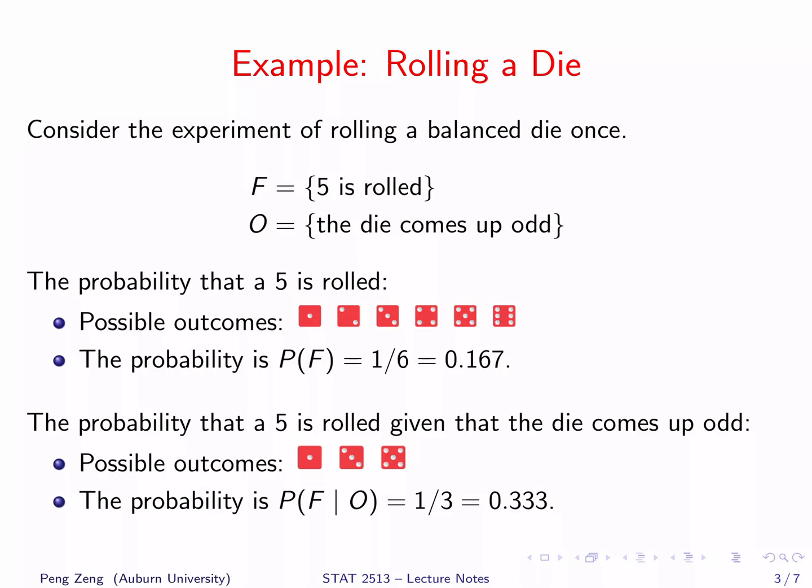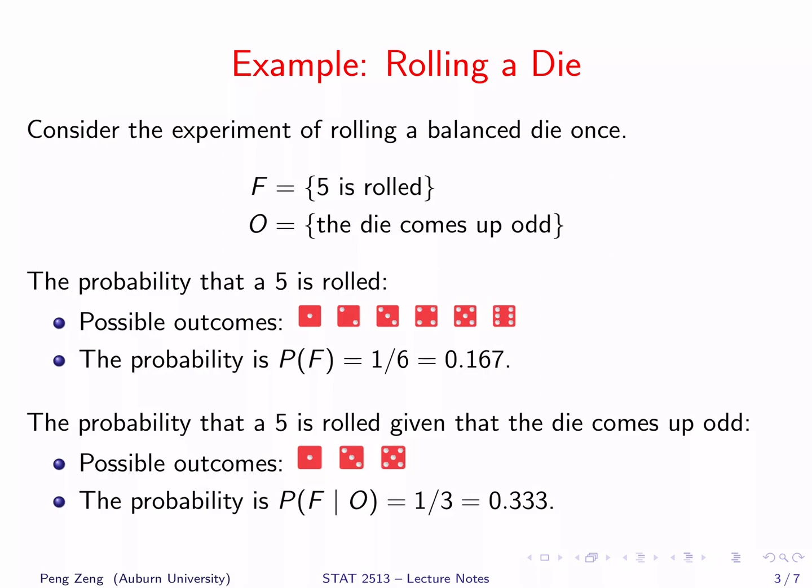Because event O occurs, not all possible outcomes in the original sample space are possible. We need to remove 2, 4, 6. All possible outcomes in this case only include 1, 3, 5. There are 3 possible outcomes. Event F contains only 1 outcome. The conditional probability is 1 over 3.